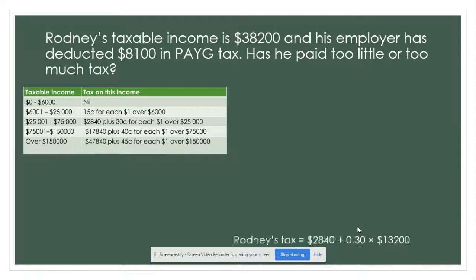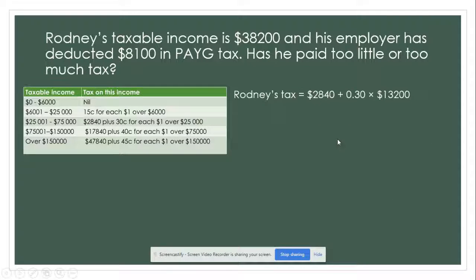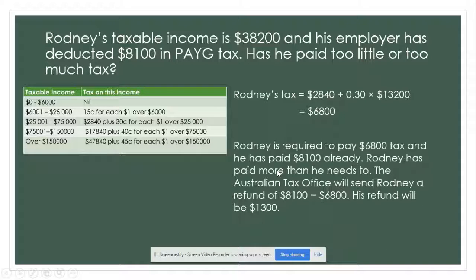Now we say he has to pay $2,840, plus 30 cents times 13,200. There should be brackets there because you've got to do that calculation first. So you go 0.30 times 13,200, and then you add 2,840, and you get $6,800. Now they paid $8,100. He only had to pay $6,800, so he will get a refund.